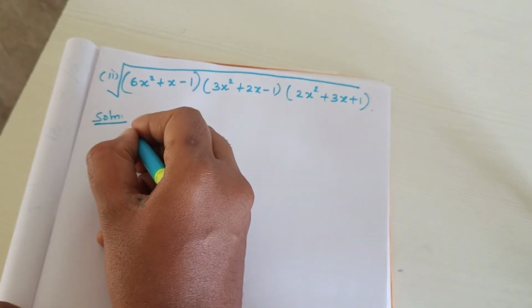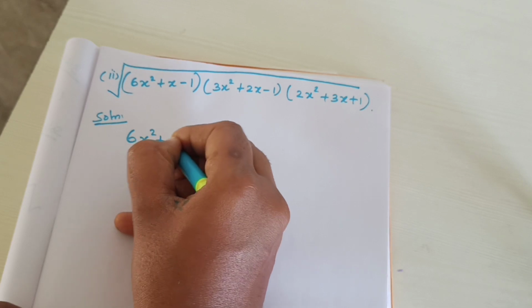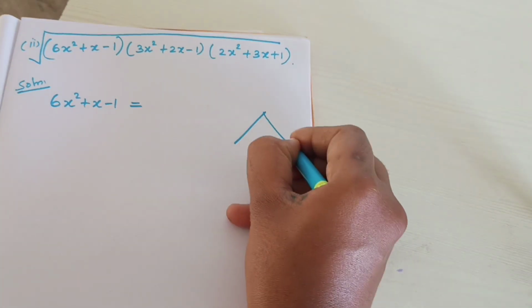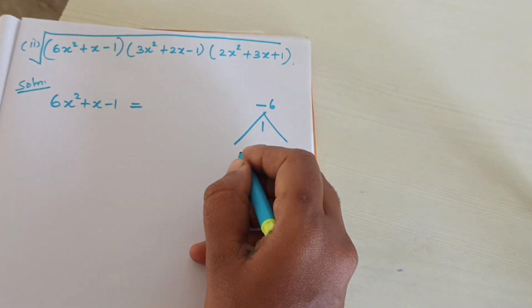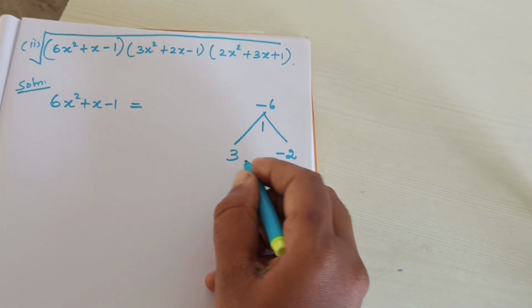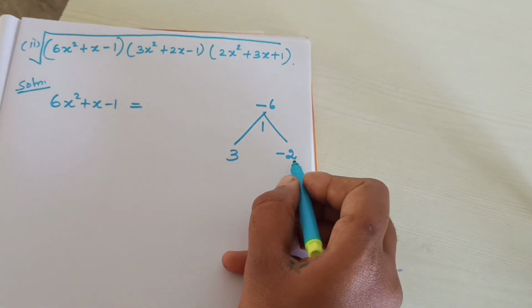Shall we do that now? So, 6x² + x − 1, which is equal to, so factorization, −6 and 1. What are the possible factors? 3 and −2. Is it possible? 3 into −2 is −6, and 3 minus 2 is 1.